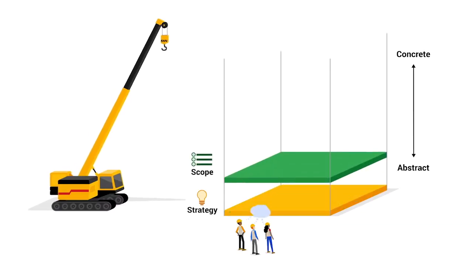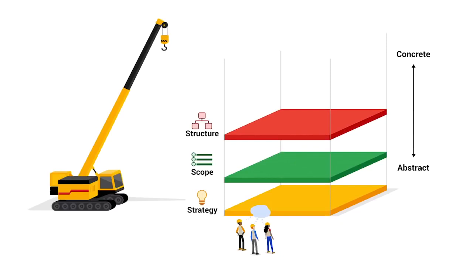The next layer is scope. This is where you'll determine what you're building. You'll decide on features and content to be included in the product. The third layer is structure. You'll figure out how to organize your design and how the user will interact with it.